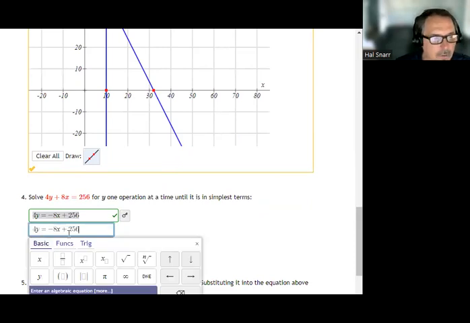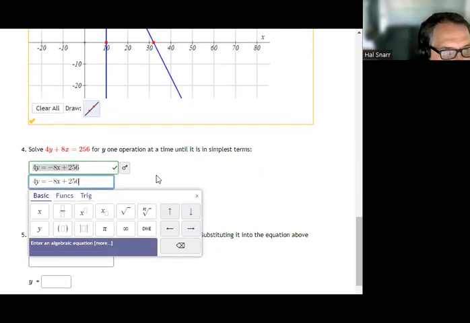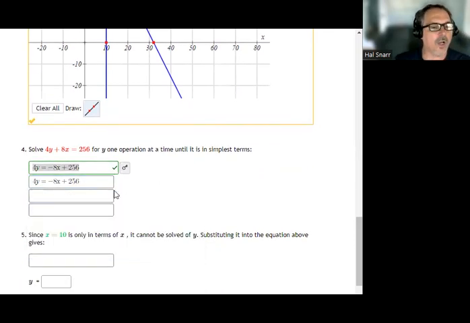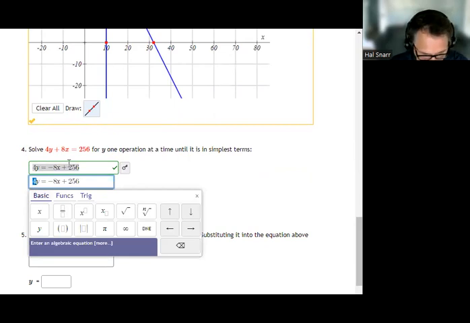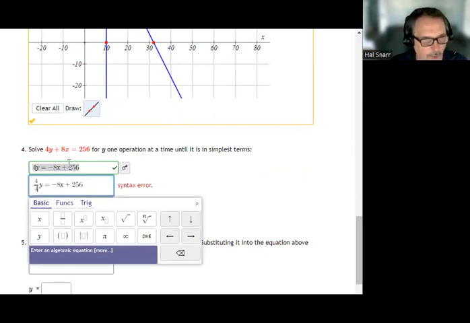And then, what's the next step? I'll ask John. John, what's the next step? And John will say, well, we don't want to know what 4y is. We want to know what y is equal to. And then I'll go, all right, how do we do that? And John will say, we got to divide both sides by 4.